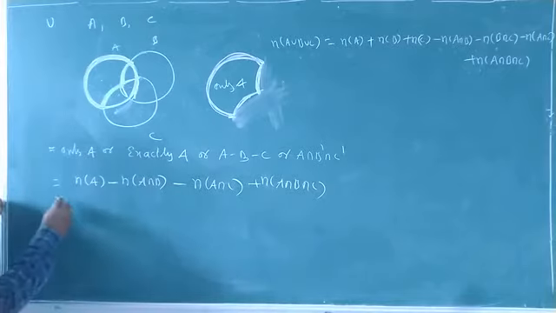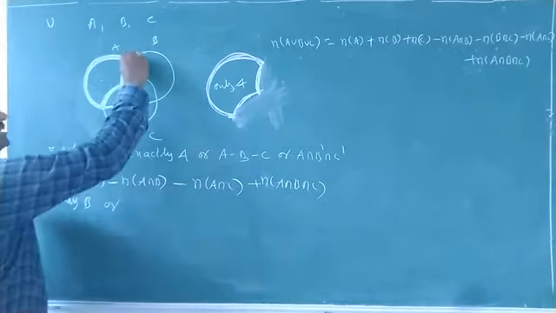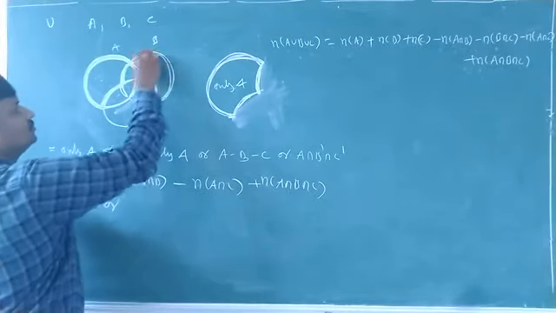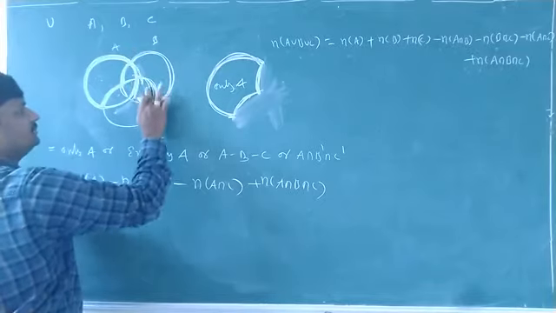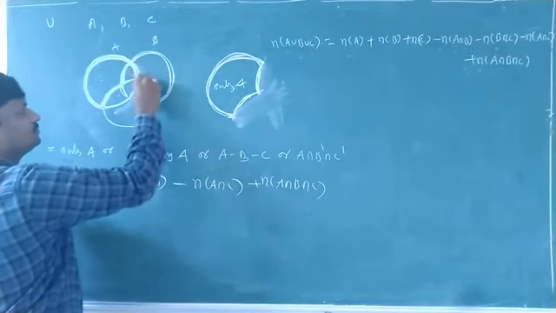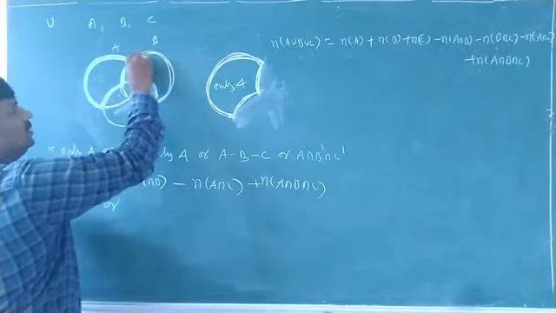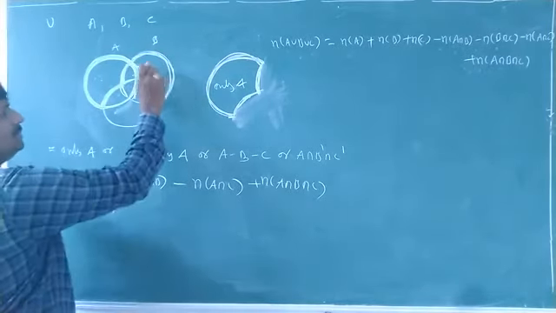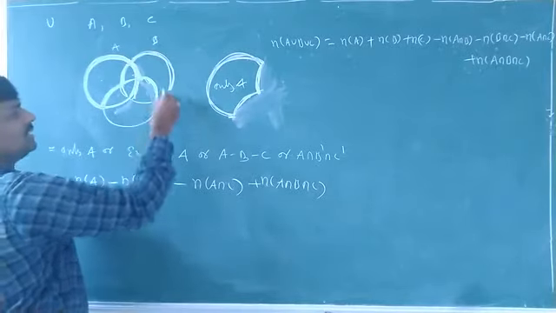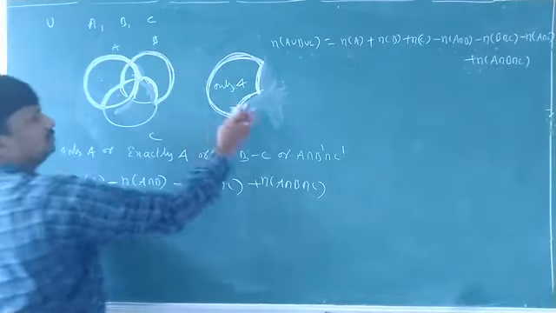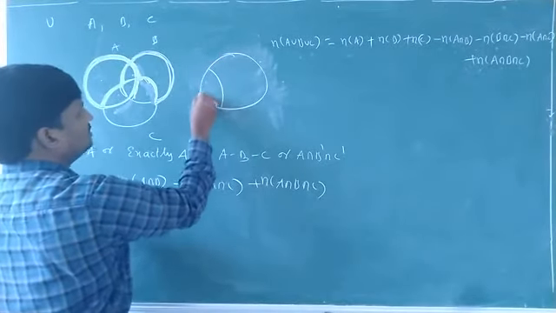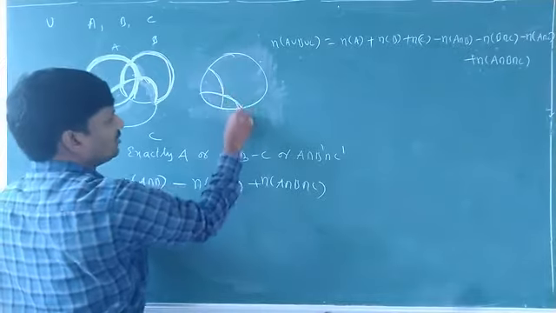Okay, next, only B. Only B means this part. Okay, this part we have. So how can you subtract? So total B, I will draw this one. This part, right? Here, this one and like this. So this part only you have to find.